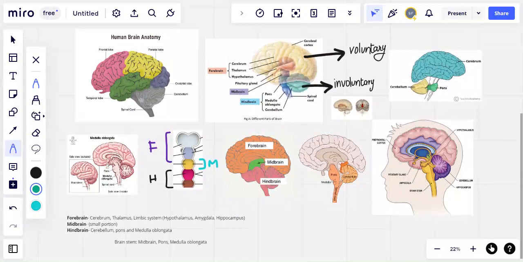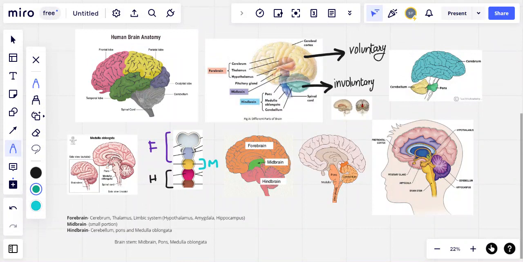Human brain is divided in three main parts: forebrain, midbrain, and hindbrain. Forebrain covers a large area and midbrain is just a small portion. Let's start off with forebrain. It's further divided into a few segments, one of them being cerebrum. Then you have thalamus, then you have limbic system. Limbic system further is divided in three main parts: hypothalamus, then you have amygdala, then you have hippocampus. Midbrain, I've already told you, is a small region.